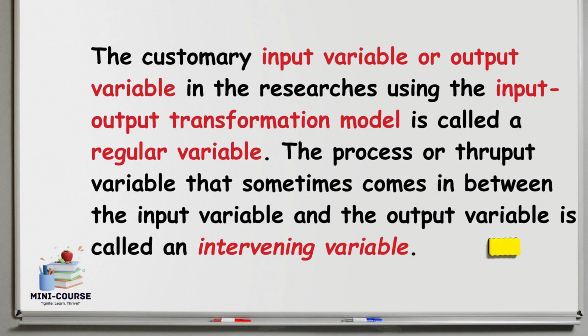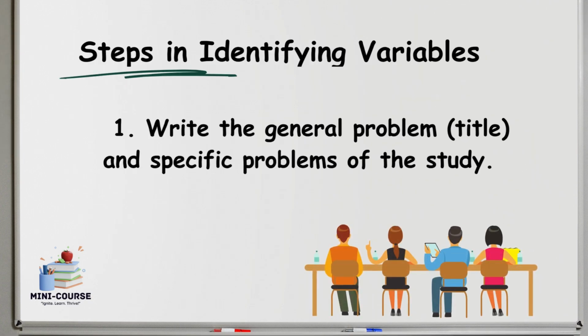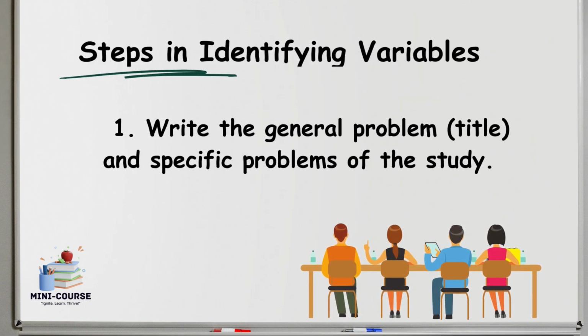The customary input variable or output variable in the researches, using the input-output transformation model, is called a regular variable. The process or throughput variable that sometimes comes in between the input variable and the output variable is called an intervening variable. Here are the steps in identifying the variables.